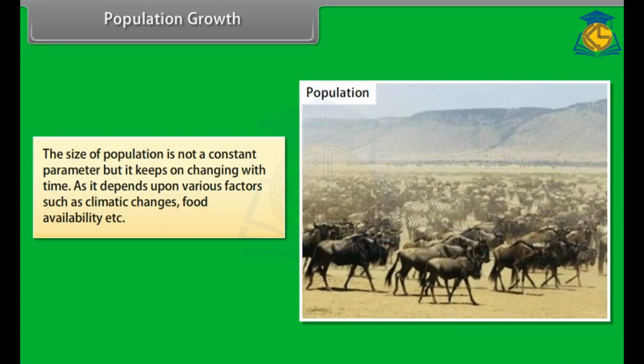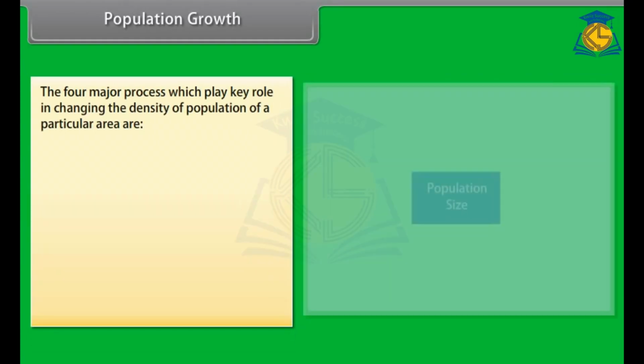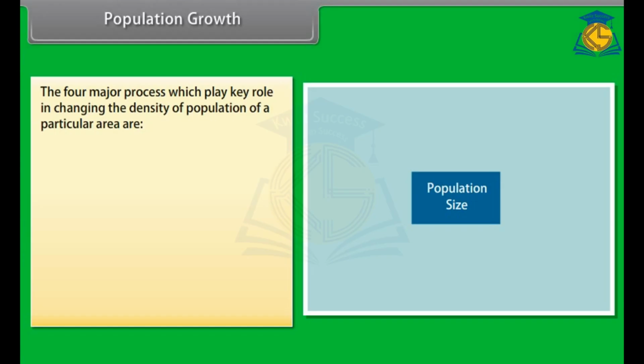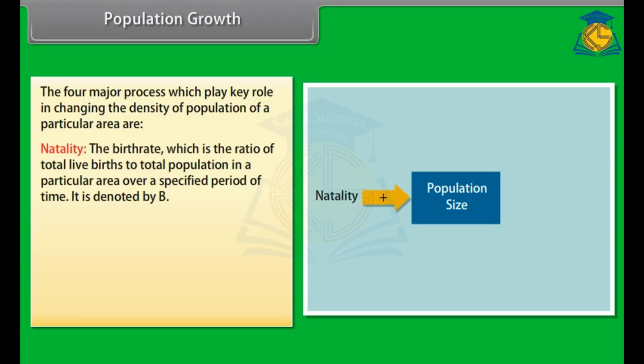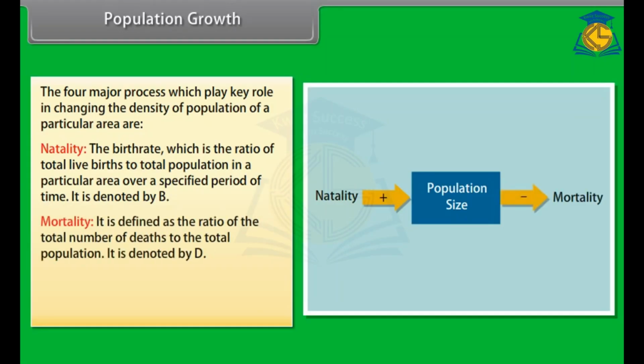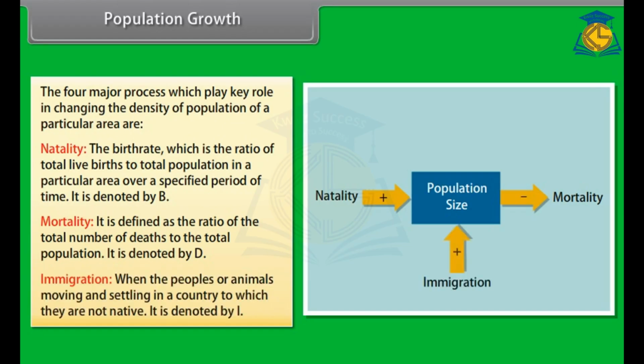Population growth. The size of population is not a constant parameter, but it keeps on changing with time, as it depends upon various factors such as climatic changes, food availability, etc. The four major processes which play a key role in changing the density of population of a particular area are natality, the birth rate, which is the ratio of total live births to total population in a particular area over a specified period of time. It is denoted by B. Mortality. It is defined as the ratio of the total number of deaths to the total population. It is denoted by D. Immigration. When people or animals move and settle in a country to which they are not native, it is denoted by I.